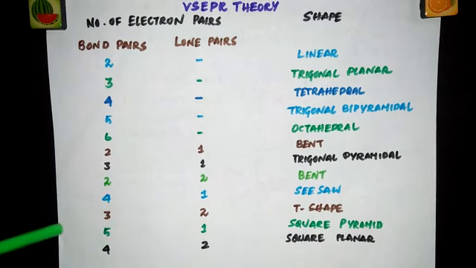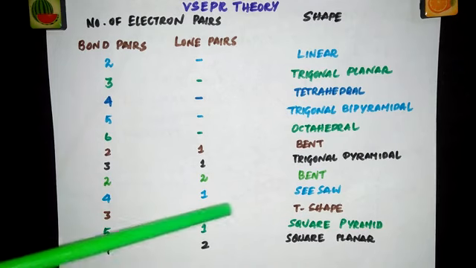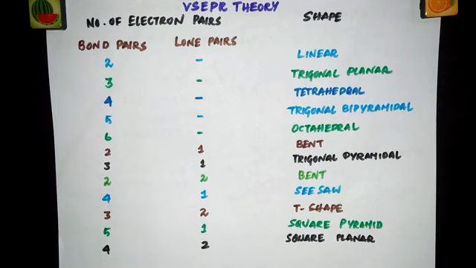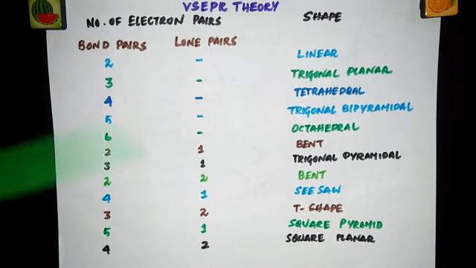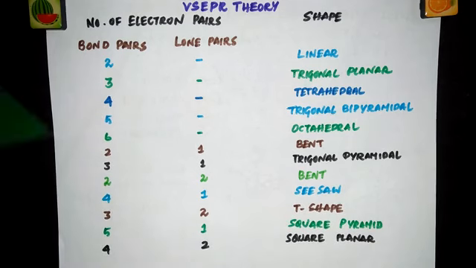So when you have three bond pairs and two lone pairs, then the molecule will have T shape. When there are five bond pairs and one lone pair, then the shape is square pyramid, and four bond pairs and two lone pairs, square planar. So you have to memorize these shapes and the number of bond and the lone pairs. So now let's move on to the part where we will be predicting the shape of the molecules based on VSEPR theory.